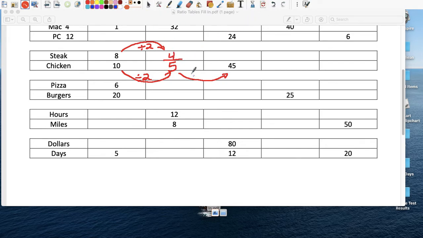Now I can go de 5 to 45. That's easy. Times 9. So de aquí times 9. And that answer is 36 over 45.